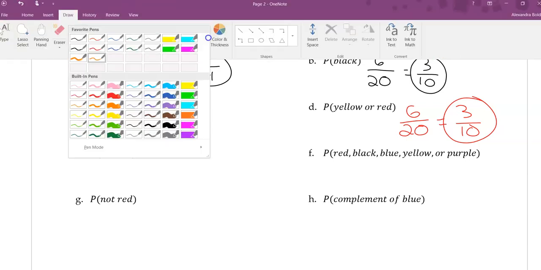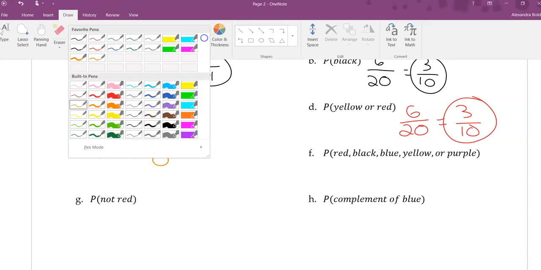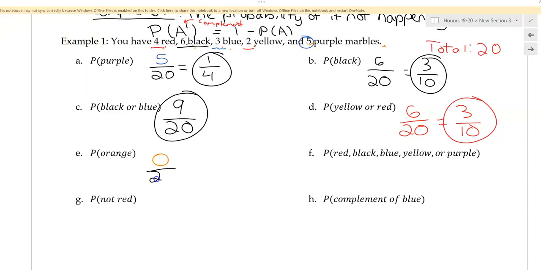If I look, 4 red, 6 black, 3 blue, 2 yellow, 5 purple, I don't have any orange marbles. So the probability is 0 out of 20, or it's that impossible event, right? It's a probability of 0.